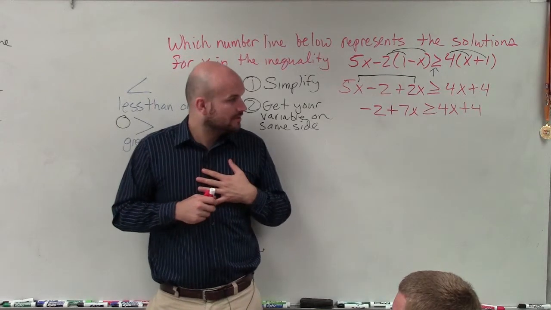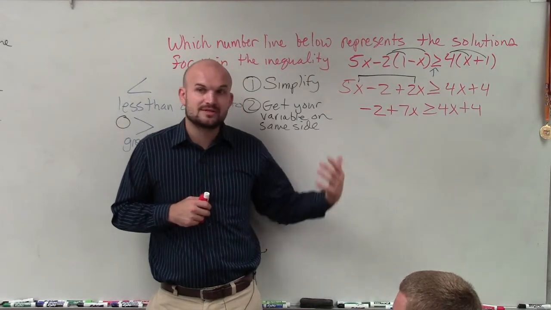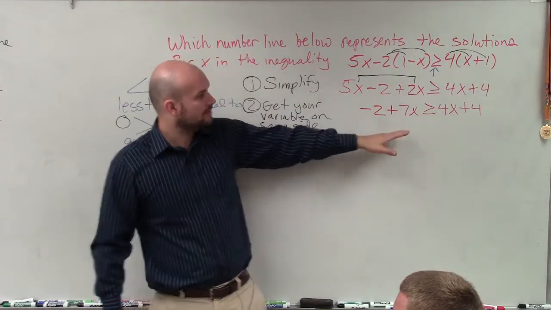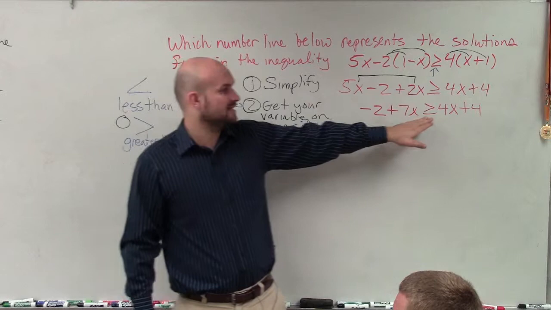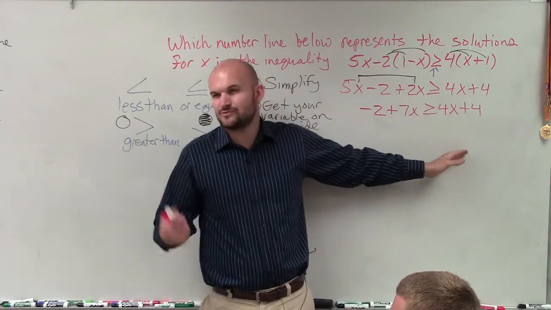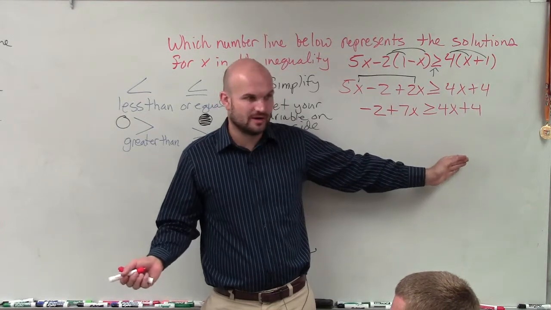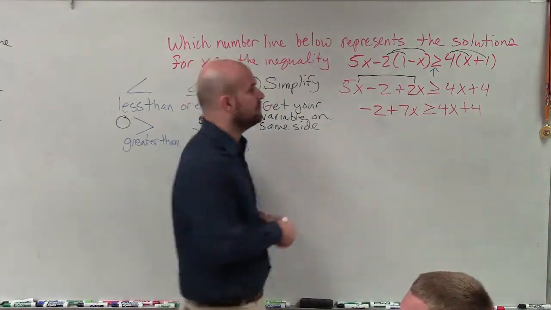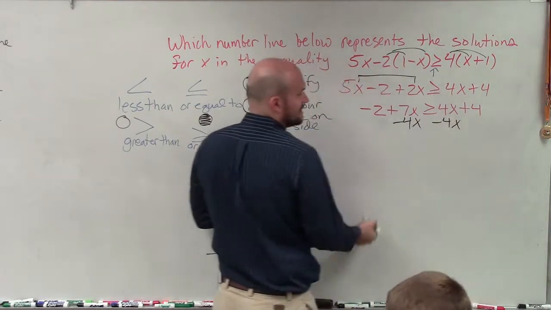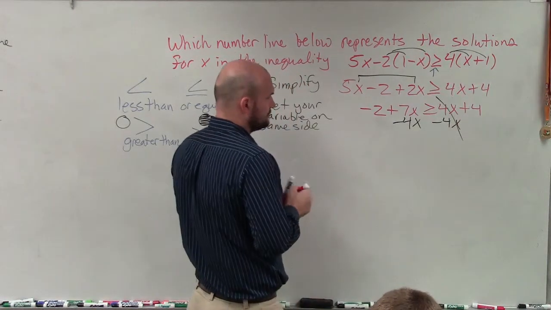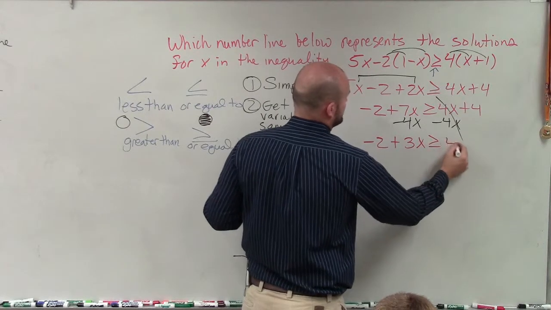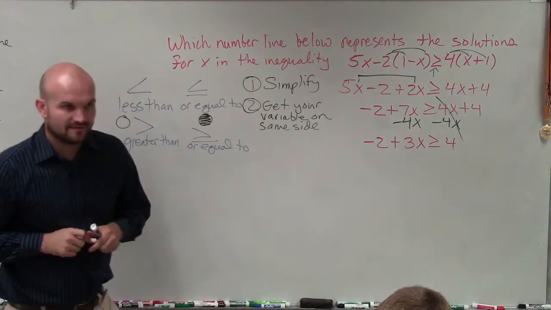My personal way is I always like to get the variable on the side that is going to be positive. So if I wanted to get rid of the 7x, I would subtract 7x on both sides. But then 4x minus 7x would be -3x. I don't want to deal with the -3x. So I'm going to get rid of the 4x on the right side. That goes to 0. Therefore, I'm left with -2 plus 3x is greater than or equal to 4. Does everybody follow me?